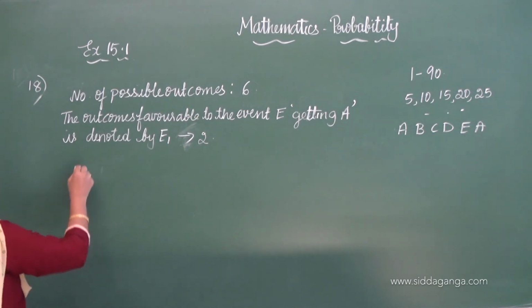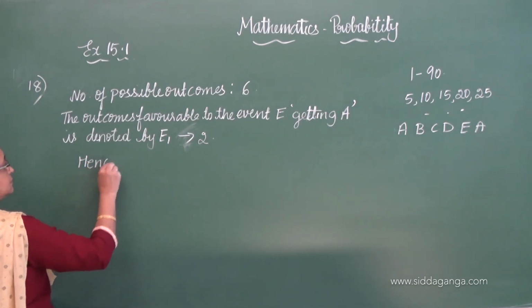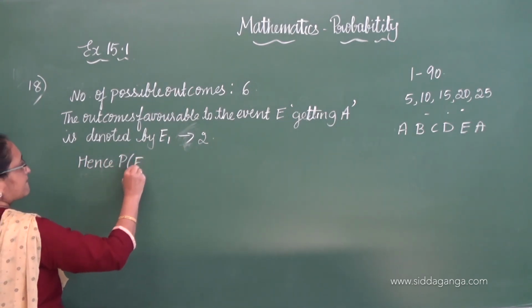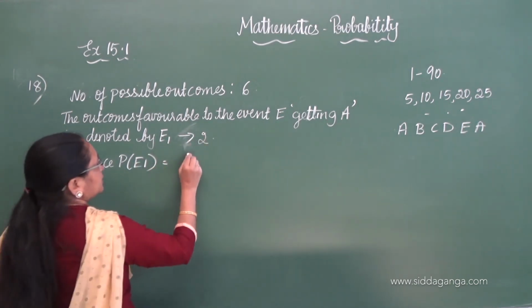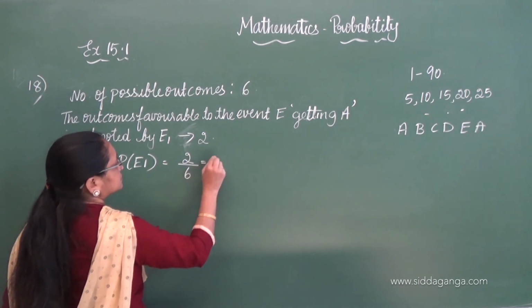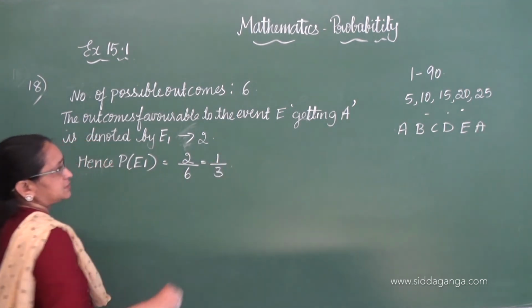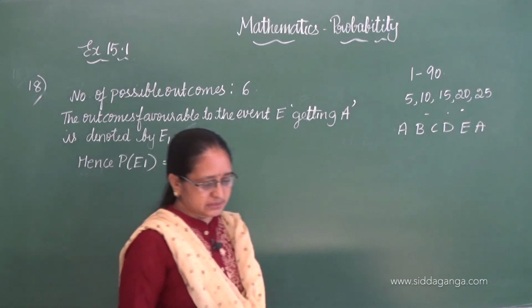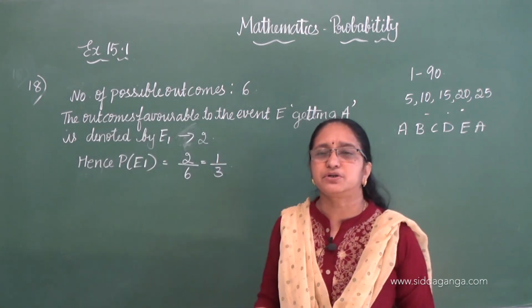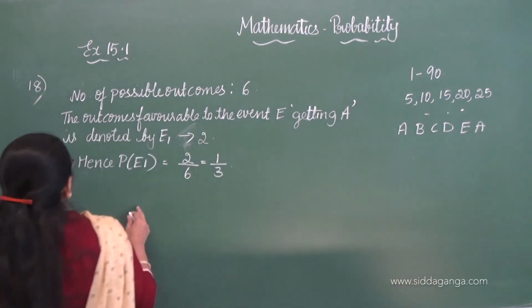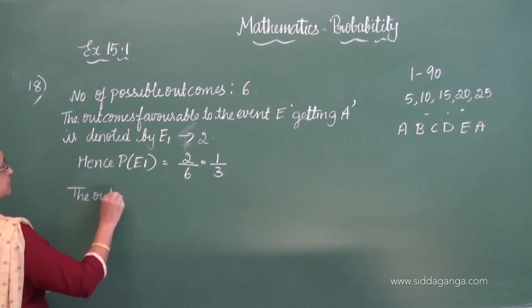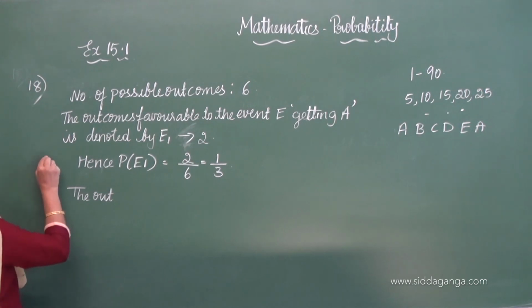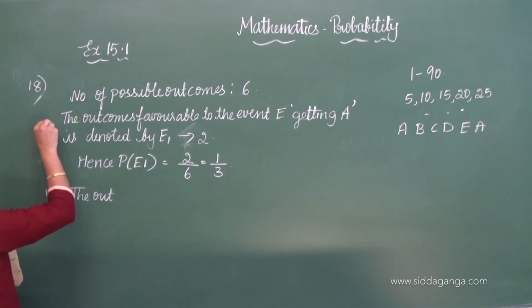Hence P of E1 is equal to 2 by 6, 1 by 3. Okay, it's a very easy one. And possibility of getting D. Okay, I will complete here only. The outcome, I will start from here. This is the second one and this is the first one.